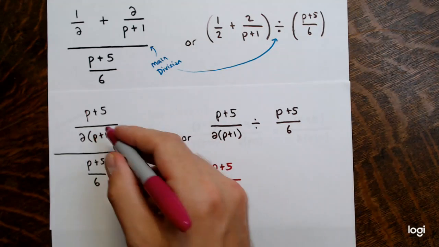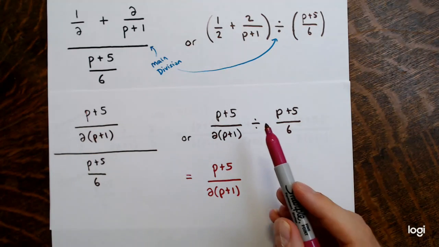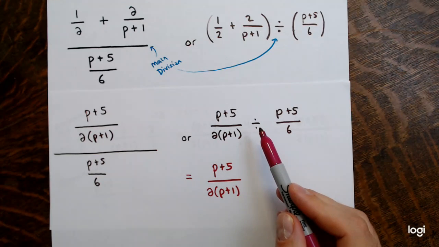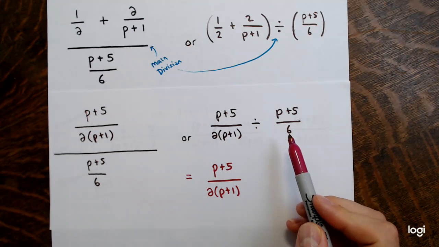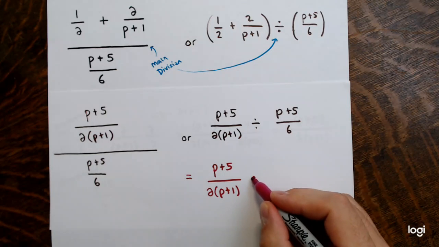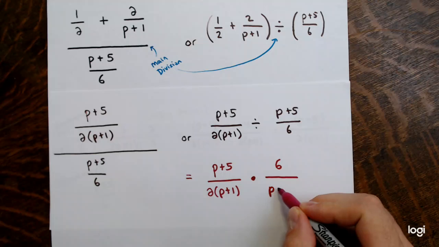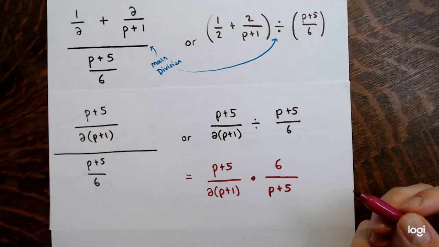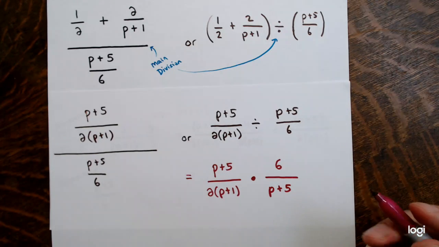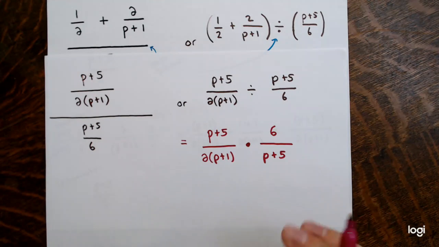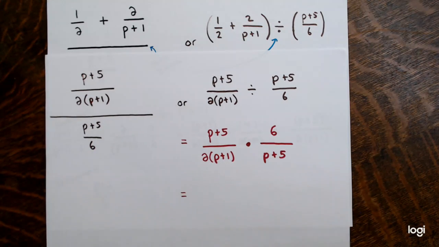The numerator, that first fraction, doesn't change. It's the division part that changes. Instead of dividing by p plus 5 divided over 6, that's the same thing as multiplying by 6 over p plus 5. All right. And now comes the part where, when I'm multiplying two fractions, I factor everything. Factor every numerator and denominator completely.